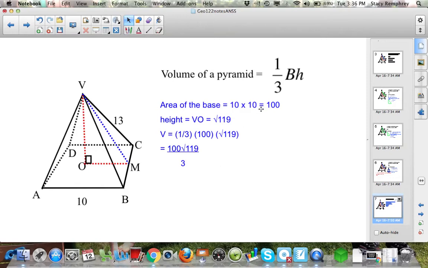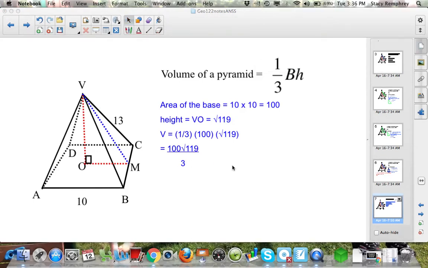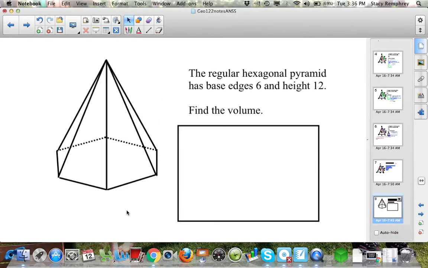So I found the area of the base to be 10 times 10. I already knew the height back from letter B when we were doing the problem before. So it's 1/3 the area of the base times the height. Remember the height of the whole thing? So VO. And that'll be the volume. For the next one, I'm going to encourage you to push pause and give this a try. So please push pause now.